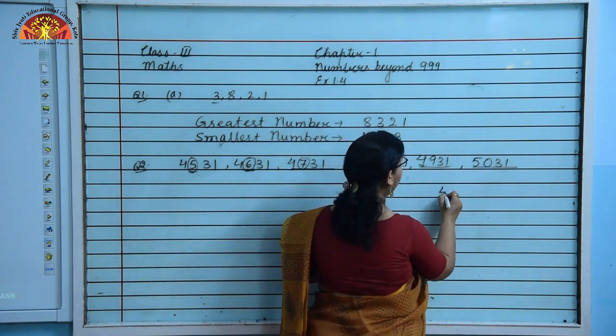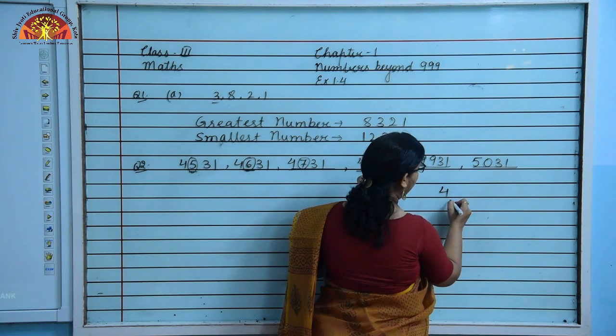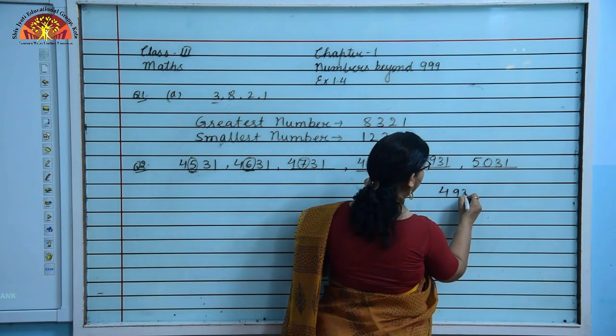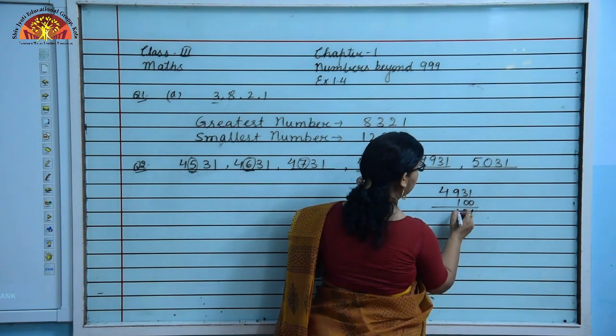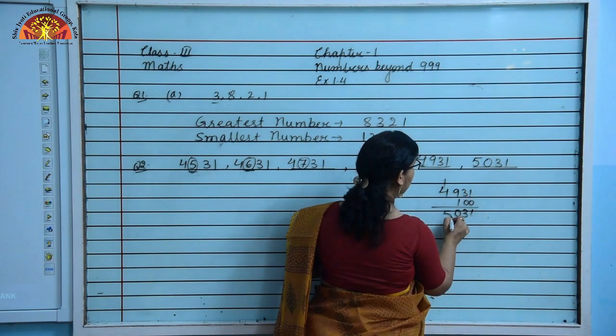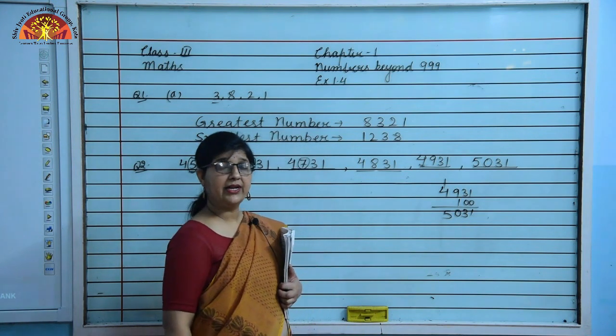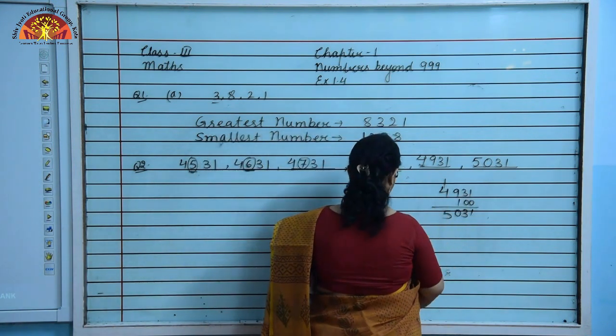So we write here 4931, and you added 100 to it. This is 1, 3, 9 plus 1 is 10, so 0 and this is 1. So 5031 we will get here. Understood how we find this number?